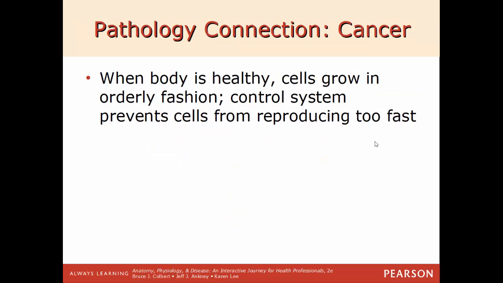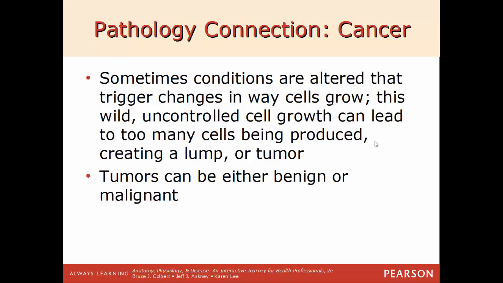Now we'll talk about another pathology connection. We'll talk about cancer. When a body is healthy, cells grow in a very orderly, predictable way. And there are checkpoints and other control systems in the cell that prevent cells from reproducing too quickly. But with cancer, that's not the case. Sometimes conditions can change so that cells grow in a very uncontrolled way. That's what happens when you have cancer.